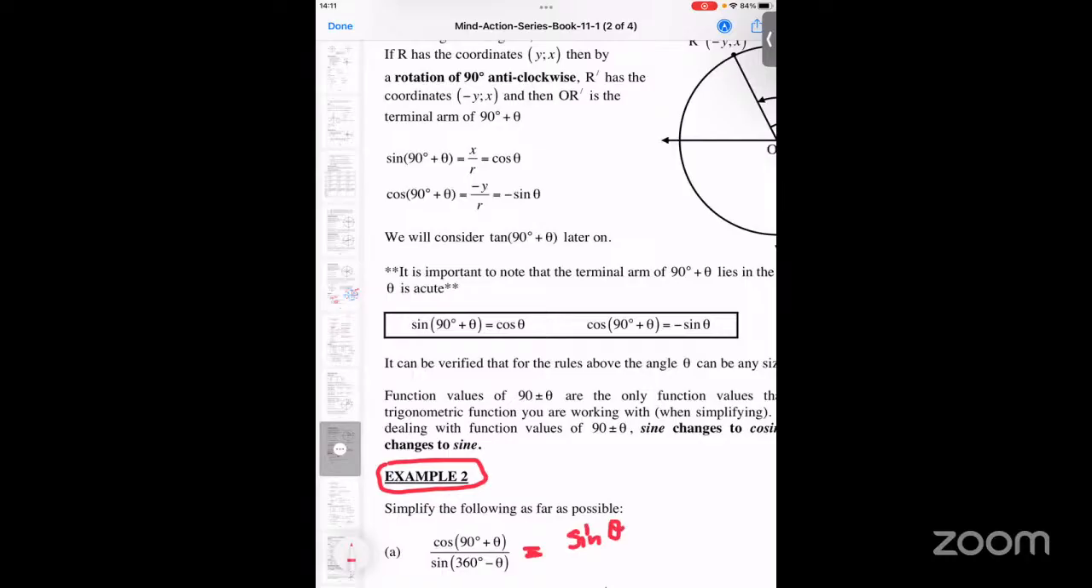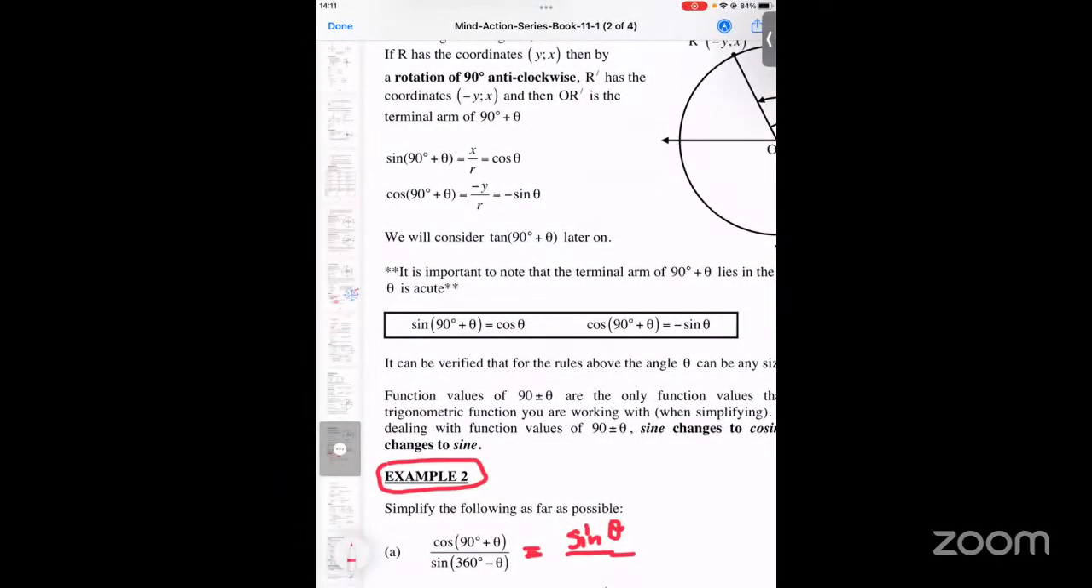Then it was over negative sin theta. And negative sin theta. So you say negative sin theta, okay. And then finally, what do you have? Negative 1. Negative 1, okay.